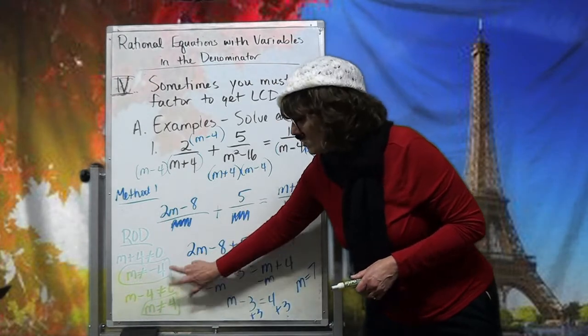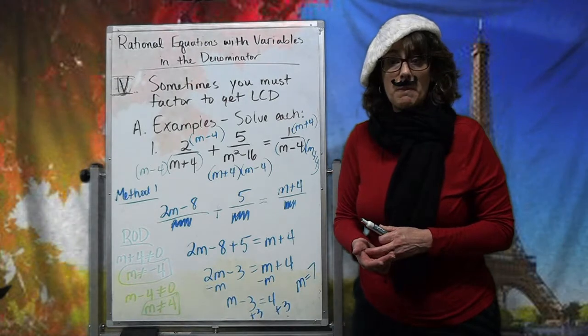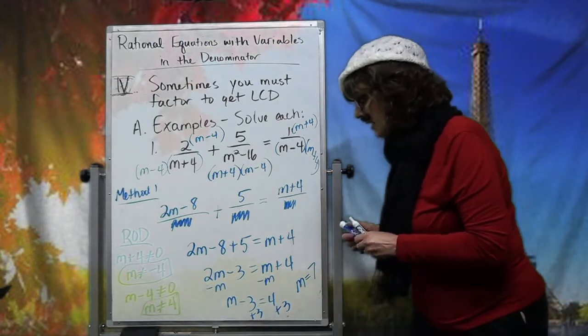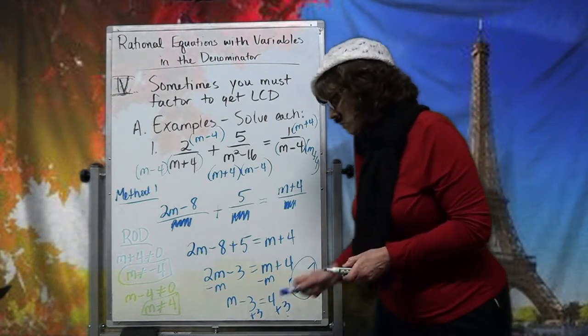So here's the two restrictions on the domain. M had better not be a negative 4. M had better not be a positive 4. Well, I didn't say either one of those. I said m is going to be a 7. So my answer is perfectly fine.